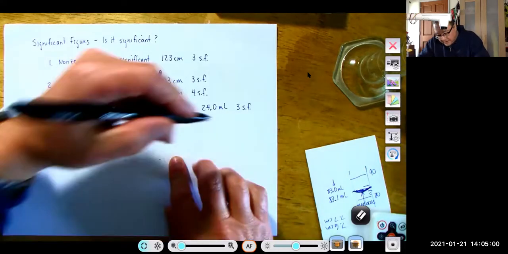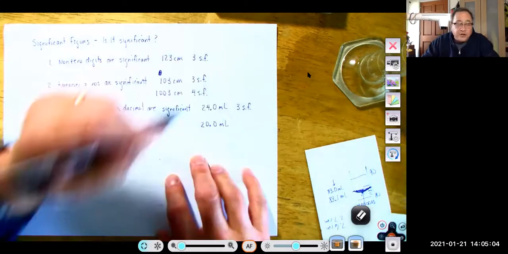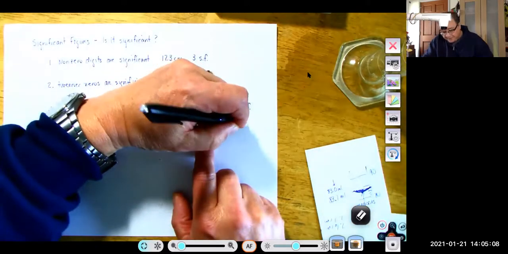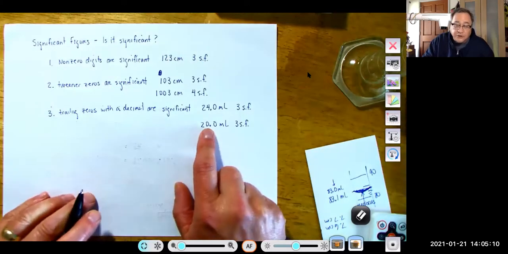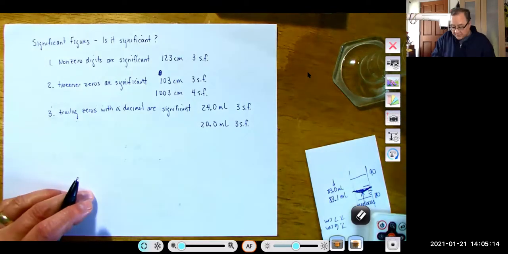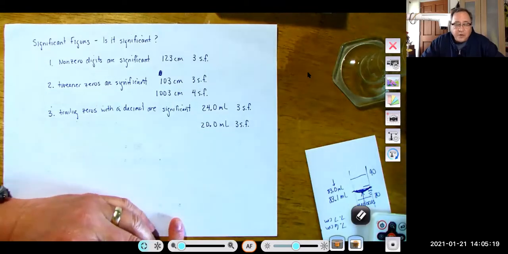Now, how many significant figures are here? And the answer is three significant figures. That 0 is also a trailing zero because it's to the right, and there's a decimal. Three significant figures. Are we okay with the third rule?